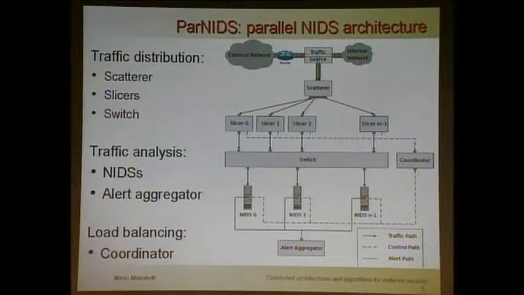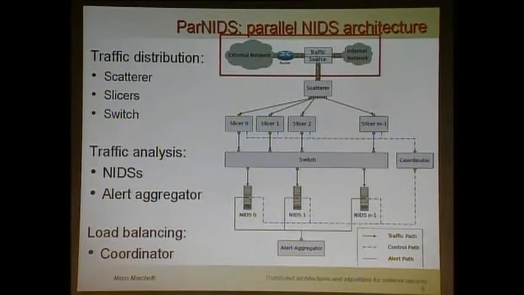The solution to this problem that we proposed is a parallel architecture for network intrusion detection system that is appealing because it allows to distribute the load related to traffic analysis among a set of parallel network intrusion detection systems working on different subsets of the traffic that we are analyzing. For example, in this picture, we are analyzing the traffic flowing on a network link that connects an internal network to an external network, and that is too high to be analyzed by a single network intrusion detection system.